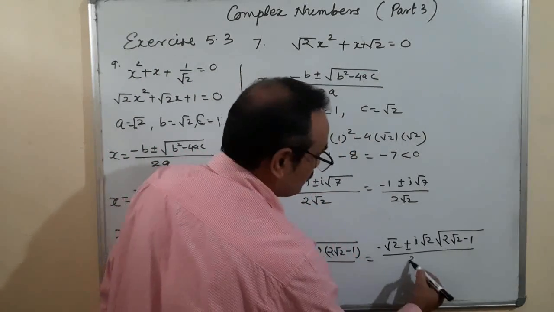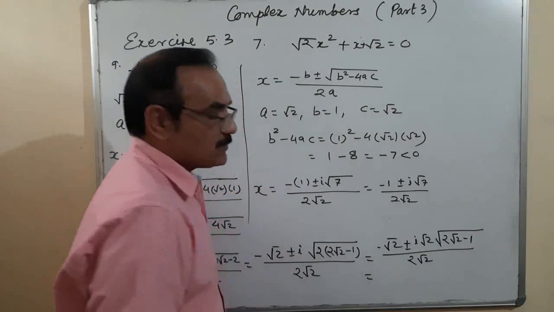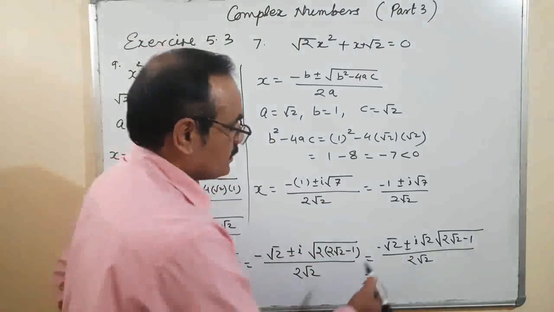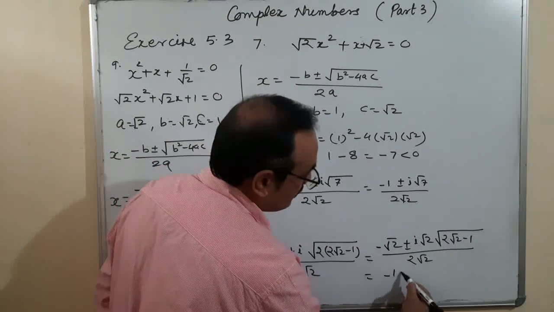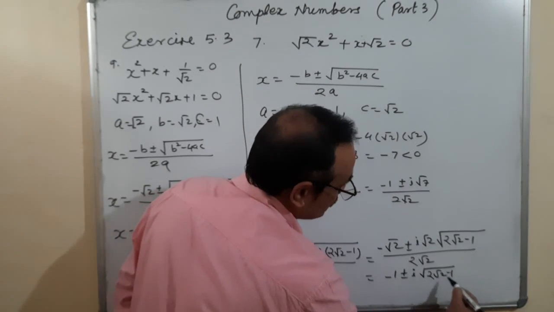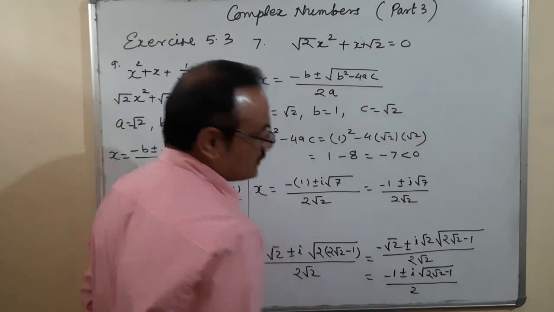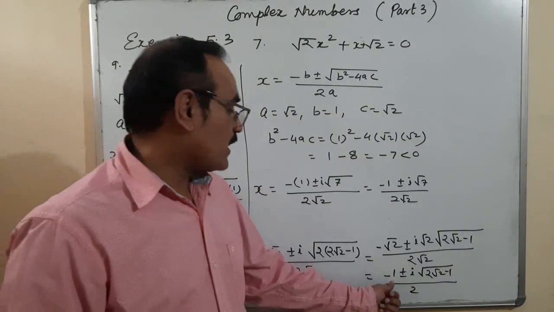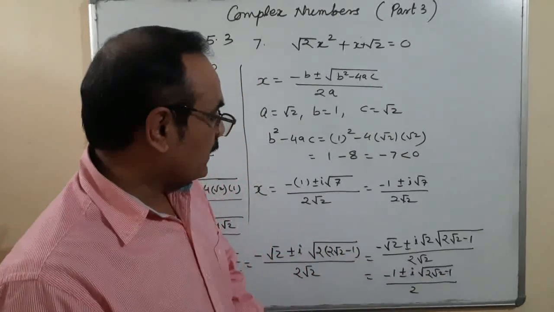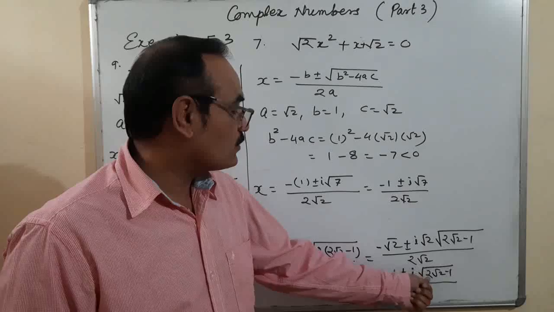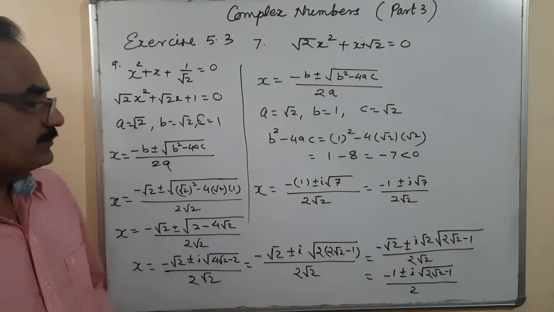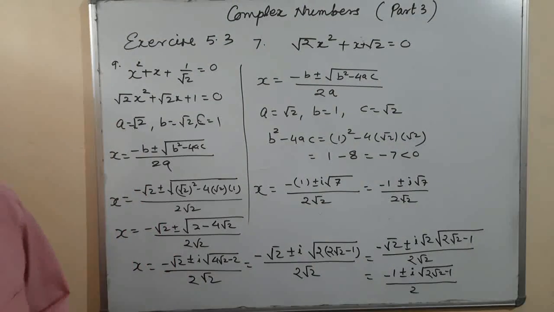One more step is possible. In the numerator, I will take root 2 common, which is cancelled by the root 2 in the denominator. So the result is minus 1 plus minus i under root of 2 root 2 minus 1, upon 2. So one imaginary root is minus 1 plus i under root of 2 root 2 minus 1 upon 2, and the second is minus 1 minus i under root of 2 root 2 minus 1 upon 2. Okay, so these are the two roots of x.